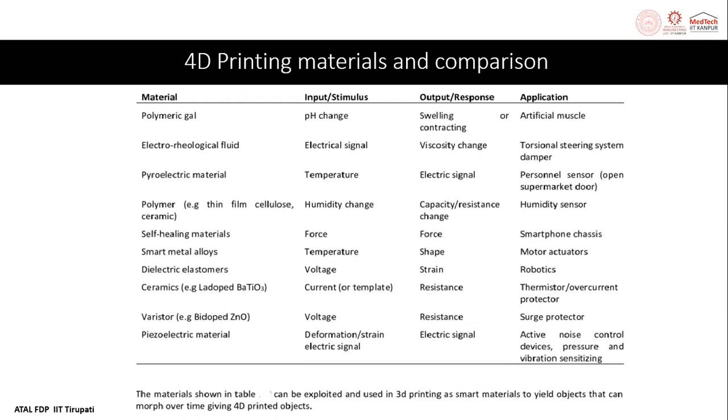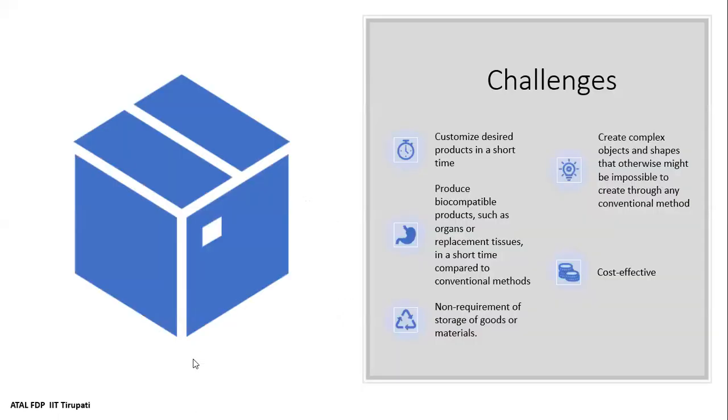The output responses, the swelling, contraction, viscosity change, electric signal, capacity, resistance, force, all these things can be changed based upon the input stimuli, whatever you give. So these two bring in applications. Artificial muscle can be printed, then you can have arms, tissues. All these things can be done with the use of 4D printing.